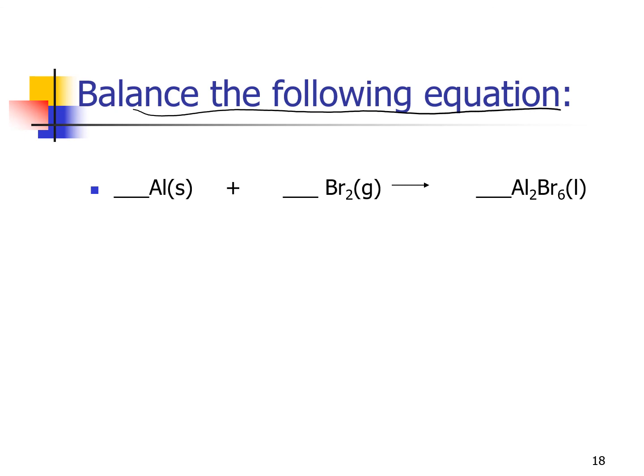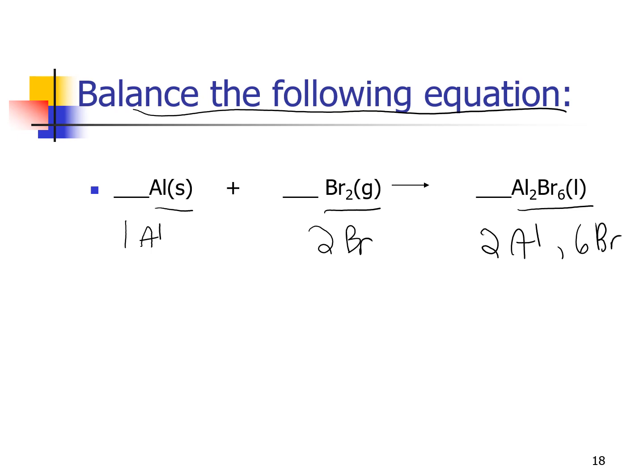Balance the following equation. Solid aluminum plus bromine gas produces liquid aluminum bromide. In our reactants, we have 1 atom of aluminum and we have 2 atoms of bromine in 1 molecule of bromine because that's one of our diatomic elements. Aluminum bromide, our product, we have 2 aluminum atoms and 6 bromine atoms in that molecule.